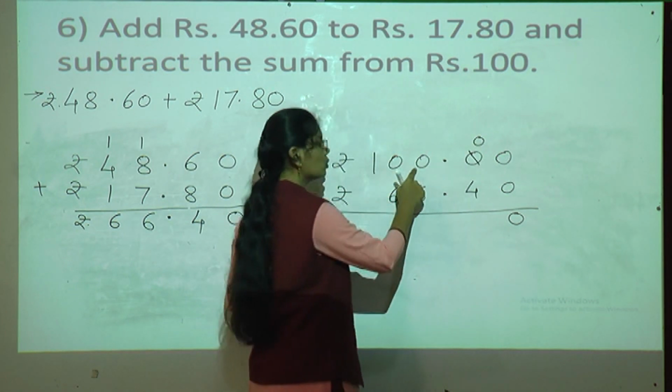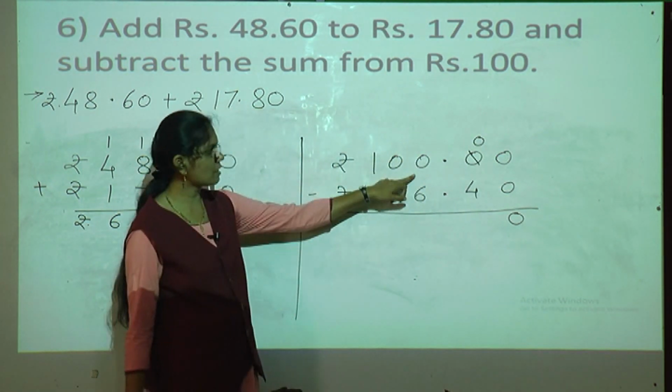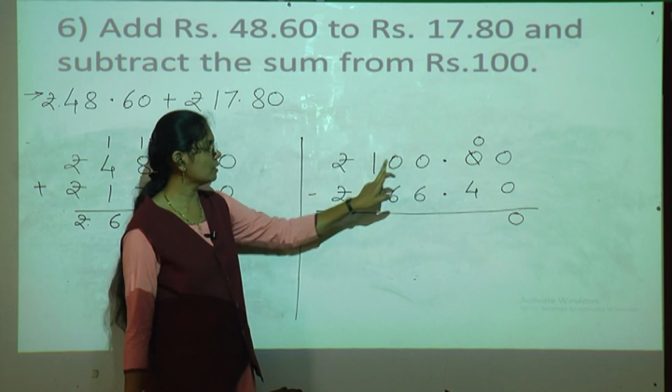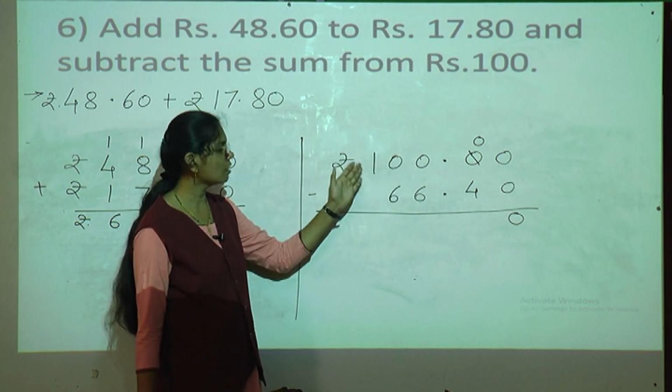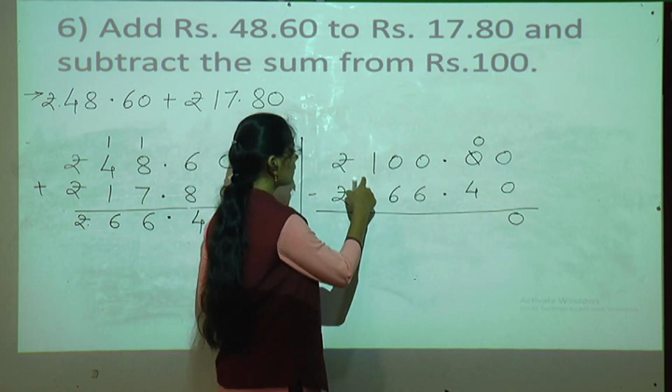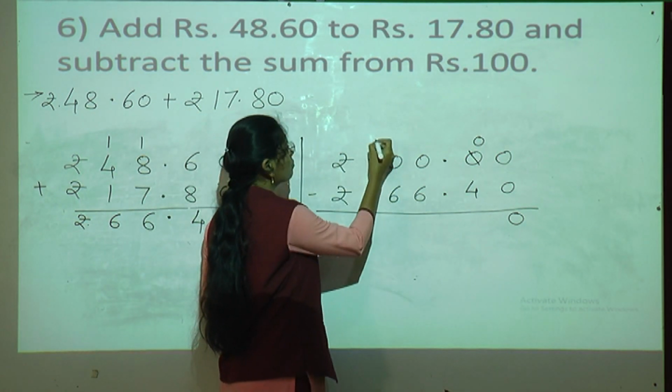Then we will move to the neighbor. This neighbor has 0. Again we will move to the next neighbor. He also has 0. So again we will move to the next. Here he has 1. So we will borrow 1 from the 1.